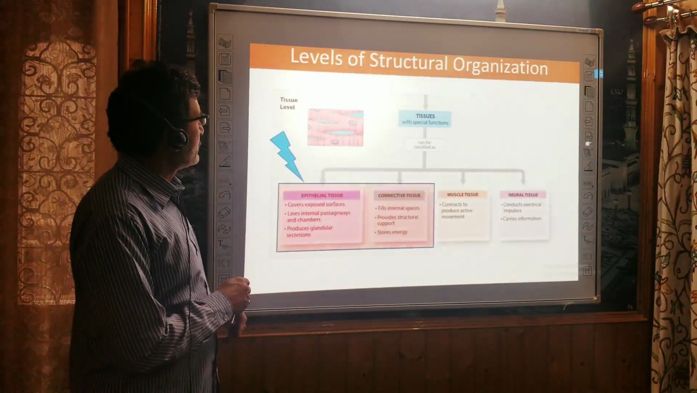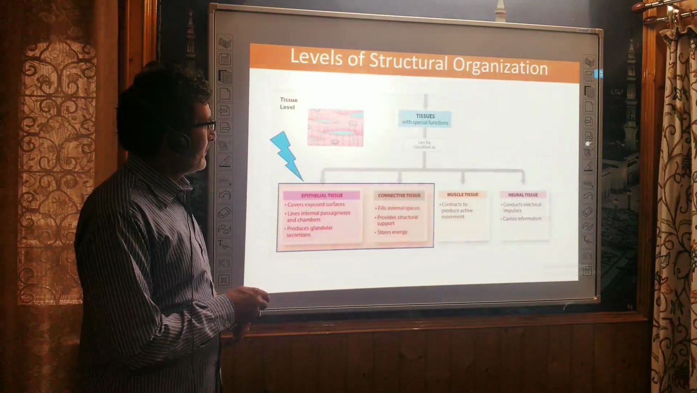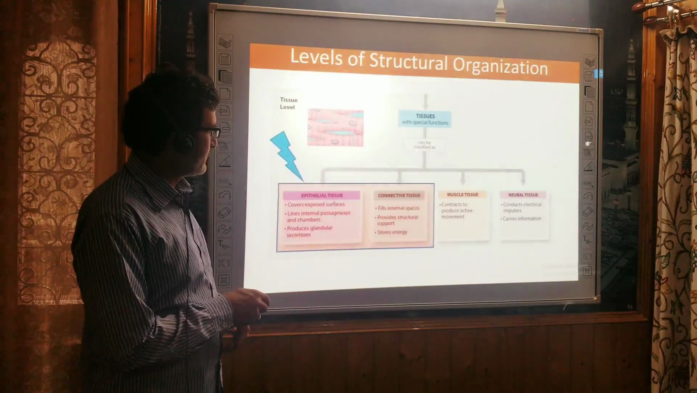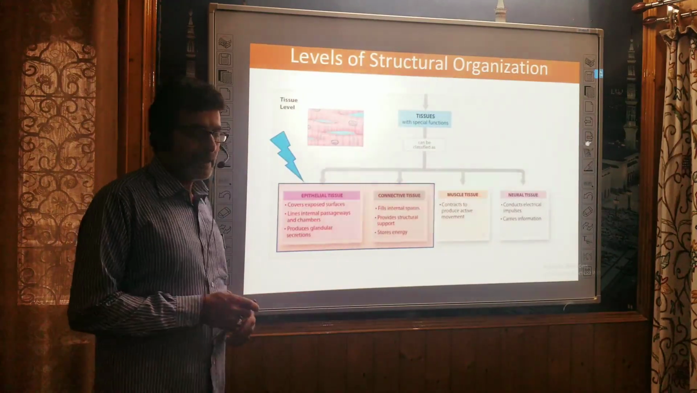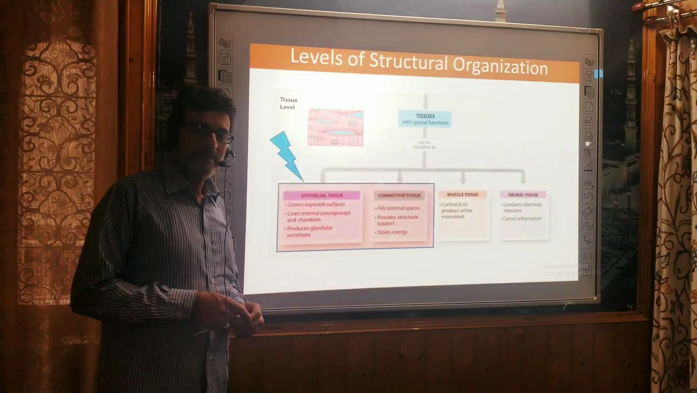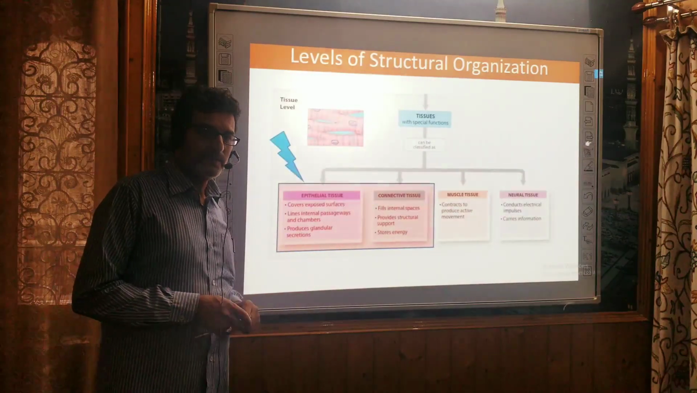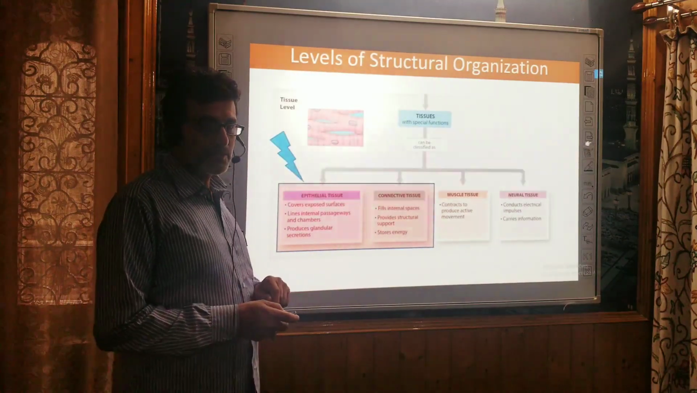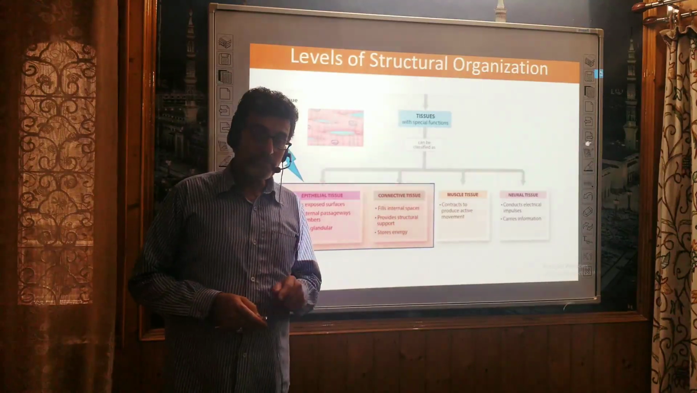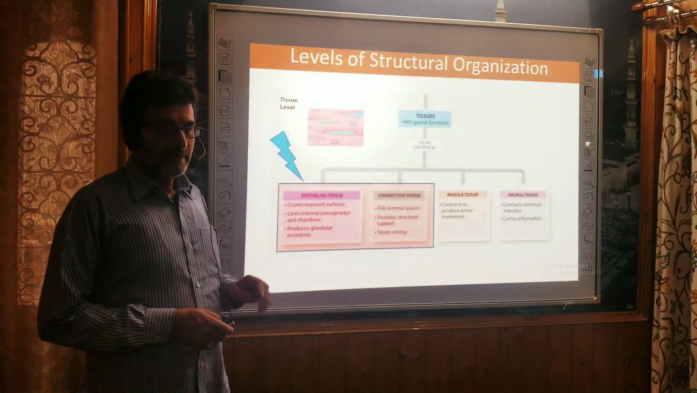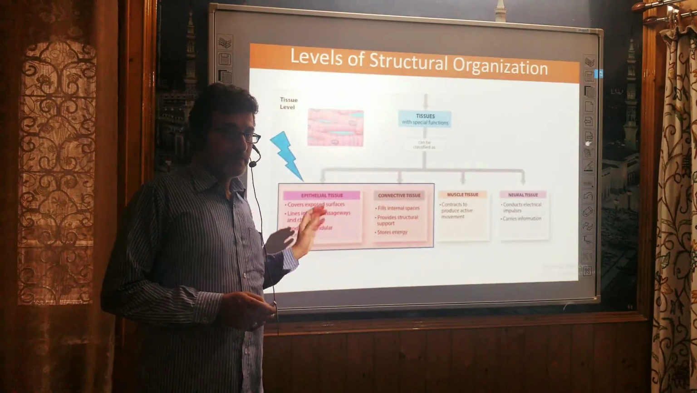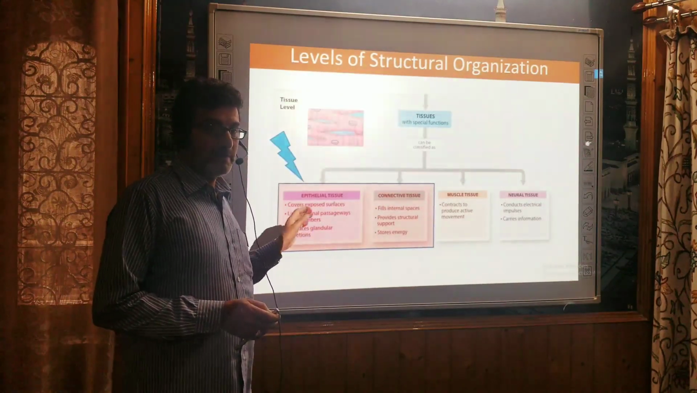Next, this is the tissue level. Tissues with special functions can be classified. There are 4 types of tissues in our body. First of all, epithelial tissue. Second, muscular tissue. Third, connective tissue. Fourth, nervous tissue. In the next lecture, we will study them one by one.